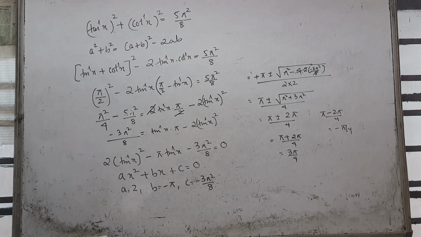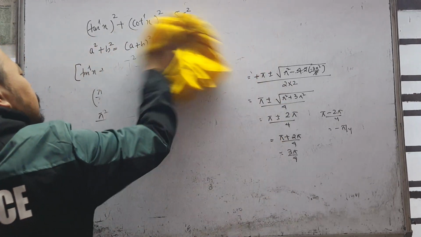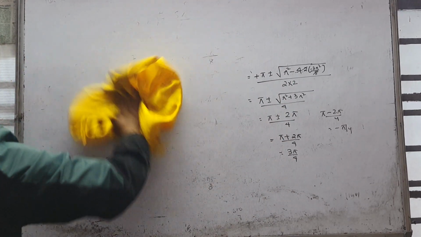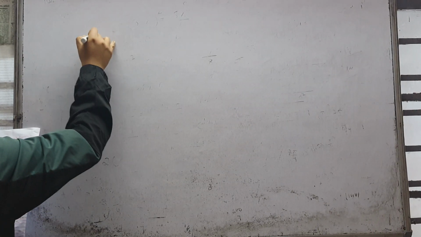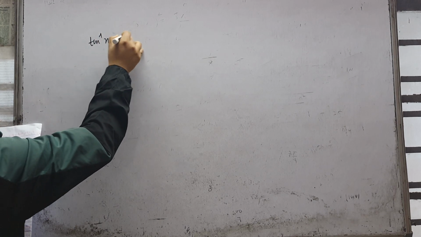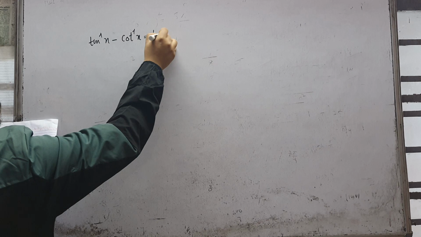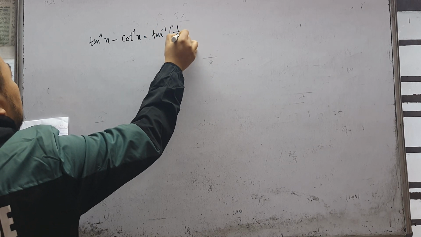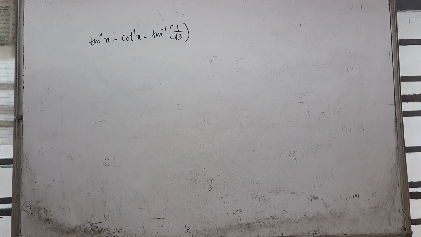Okay, just see everyone, this question is for 4 marks, because I've clearly mentioned that solving questions you are going to get. Is it clear? Now everyone just see, if tan inverse x minus cot inverse x is equal to tan inverse 1 by root 3, solve for x. Solve for x. Is it clear?